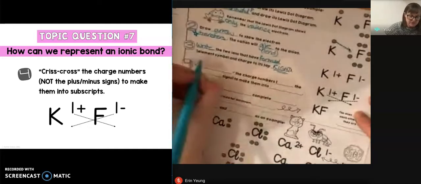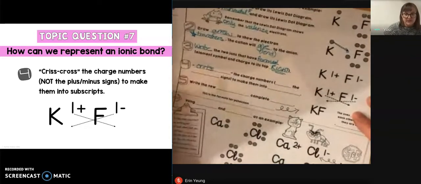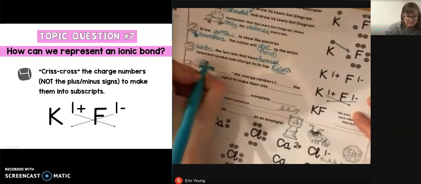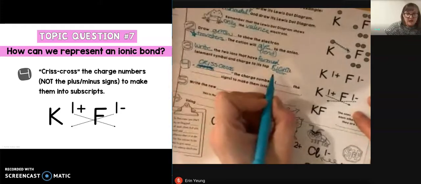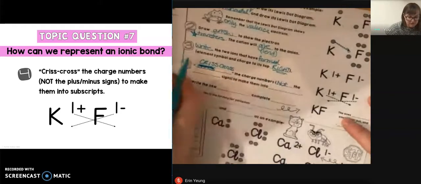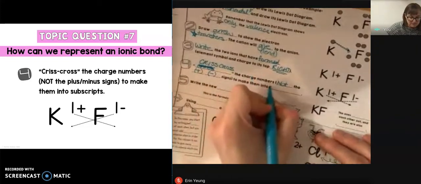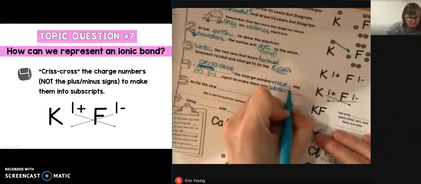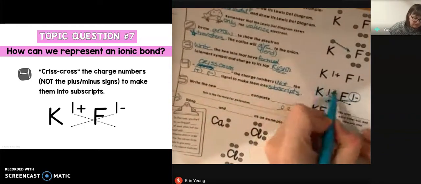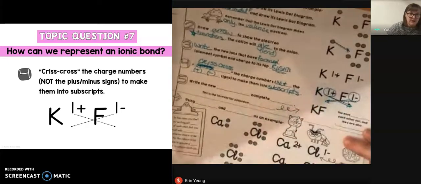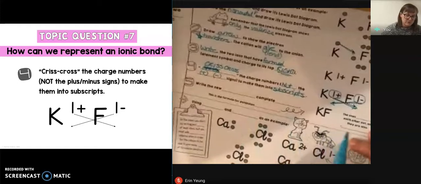Okay. So then we're going to do crisscross. Honestly, can't even read that. Crisscross the charge numbers, not the positive or the negative signs, to make them into subscripts. So we're going to take this charge here and we're going to move it down over here. We're going to take this charge here and we're going to move it down over here. And that is going to tell us how we are going to create our new compound.